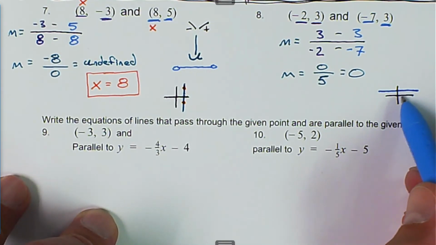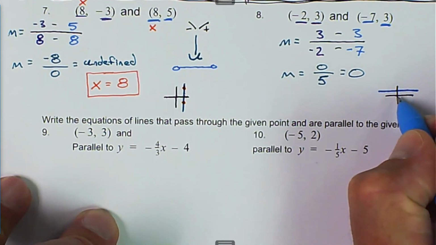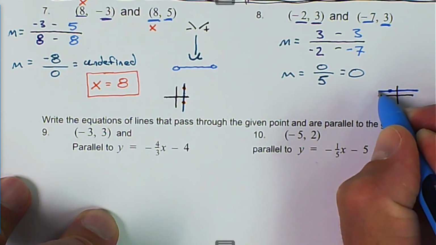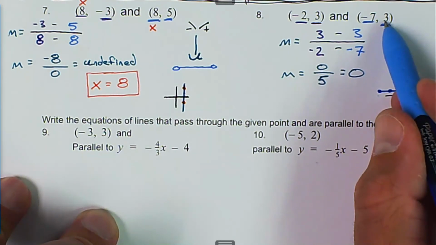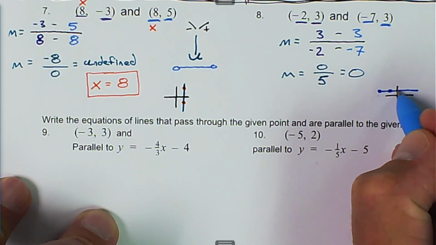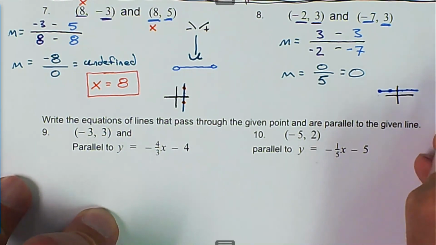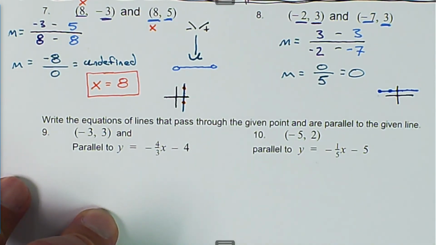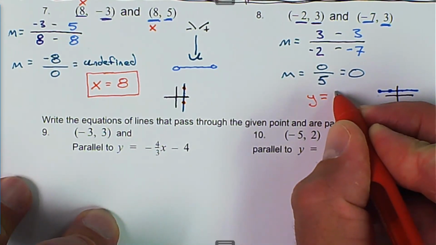Does it cross the x-axis at all? No, it doesn't cross the x-axis. It only crosses the y-axis. And so if we draw these two points on here, we have (-2, 3) and (-7, 3). Well, the only thing that always happens is the y value is 3. So here's (0, 3), (1, 3), (2, 3), (4, 3). The thing that always stays the same is the 3 portion. So in this case, our equation is going to be y equals 3.